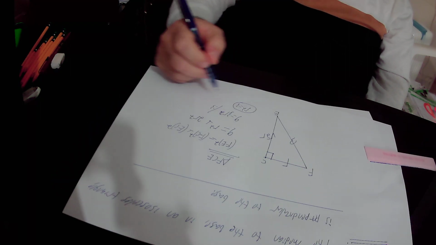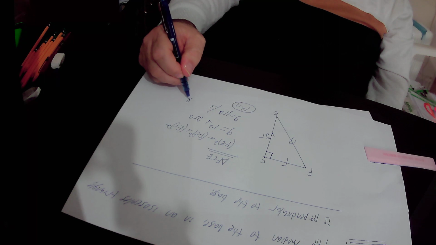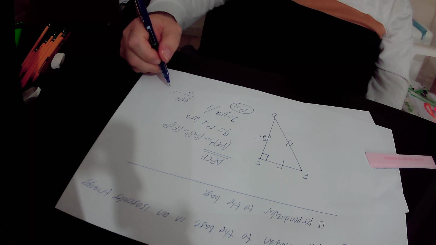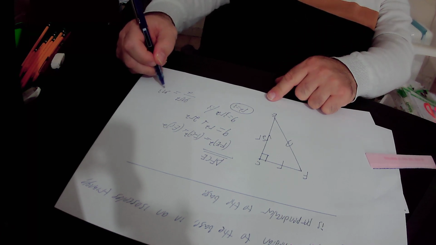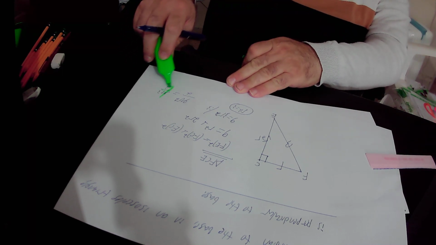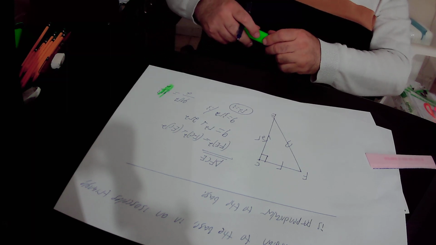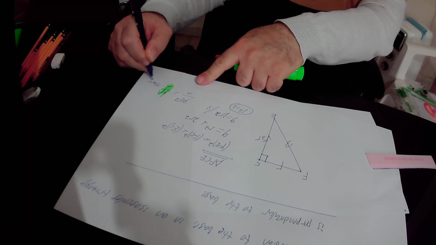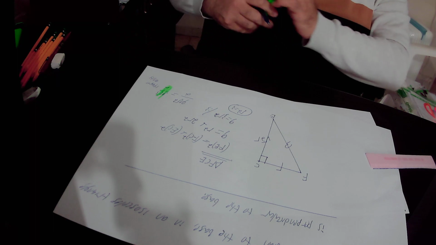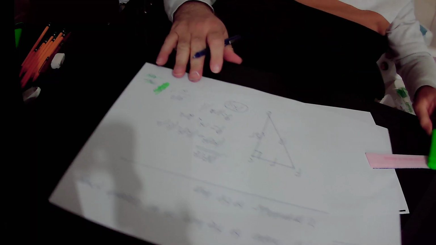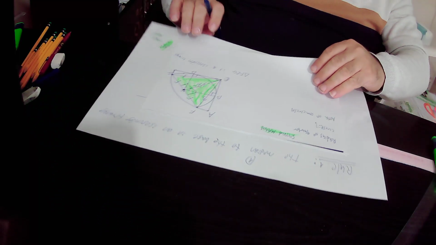R squared equals 3, and the area of the semicircle is equal to pi r squared over 2. Pi r squared is 3 over 2. So we found out that the area of the semicircle is equal to 3 pi over 2 square units. Okay, so we finished with the second method. In the next step, I will present to you the second question.